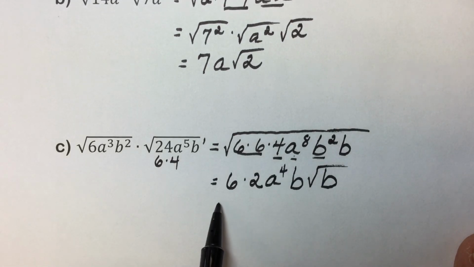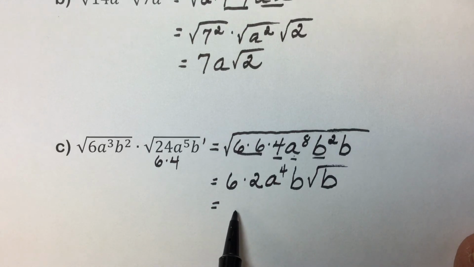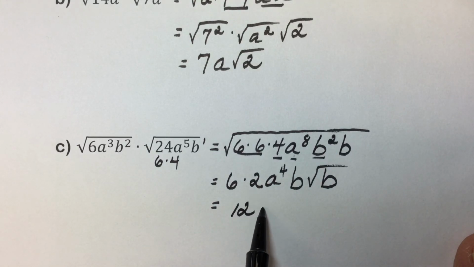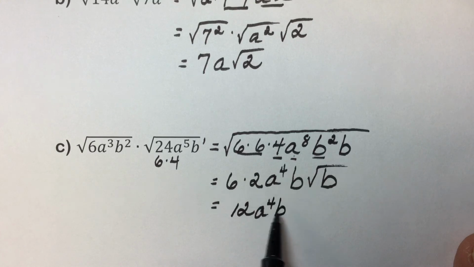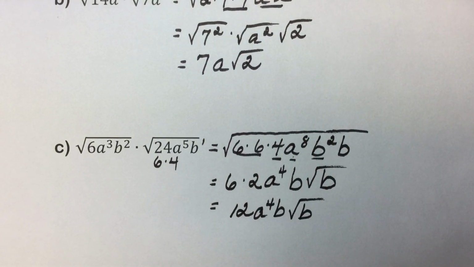Simplifying further, we can multiply our integers. We end up with a 12 a to the fourth b times the square root of b for our simplified product of these two radicals.